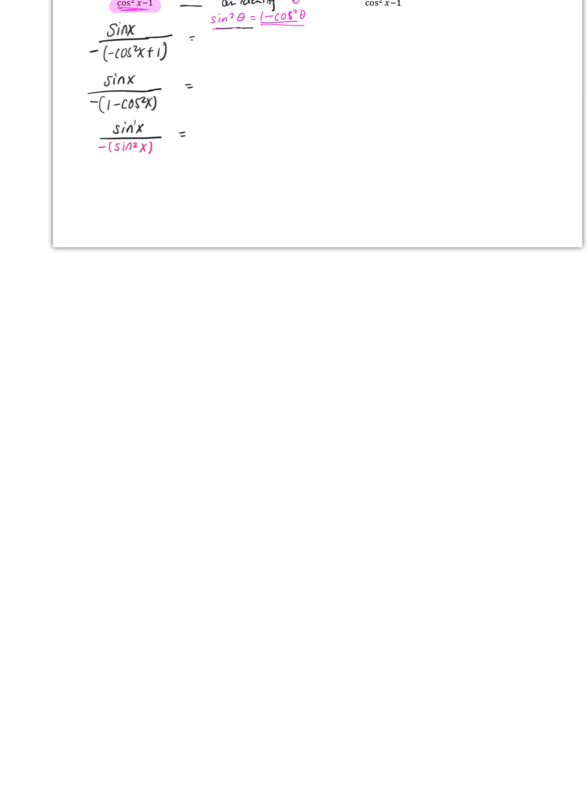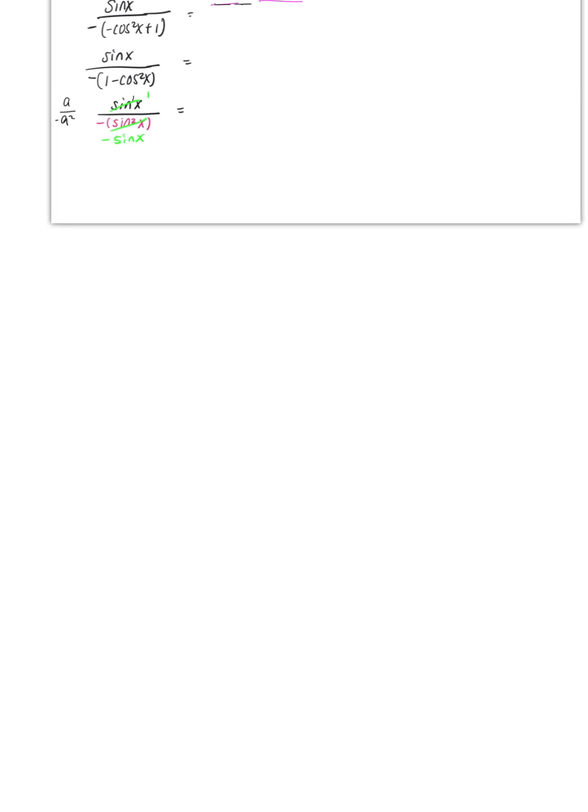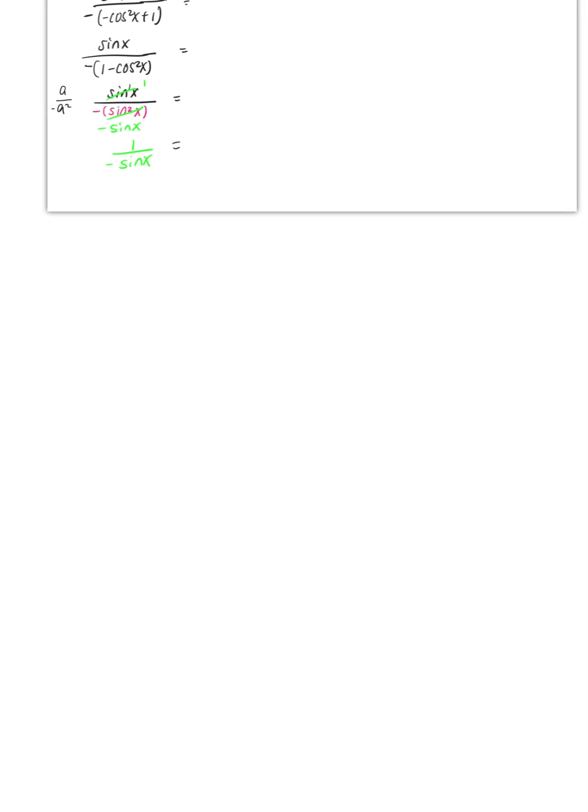Okay, so now I have 1 here, I have 2 here. It's the same if I had an a on top and a negative a squared on the bottom. I can reduce, okay? I can reduce a sine x with the other one. So this one will go to 1, and then this will just go to a negative sine x. So now if I rewrite that, I have 1 over negative sine x. That has to equal negative cosecant x, and it does, because the reciprocal of 1 over sine x is cosecant x.